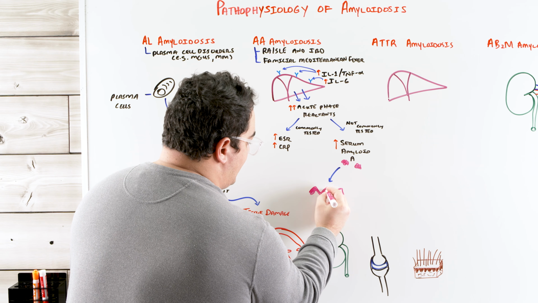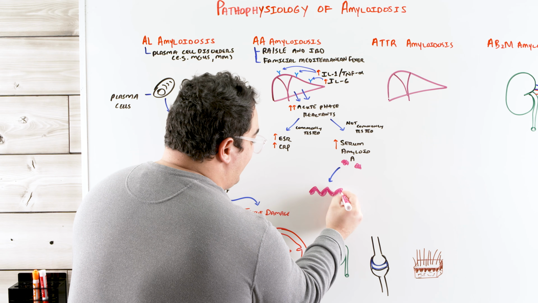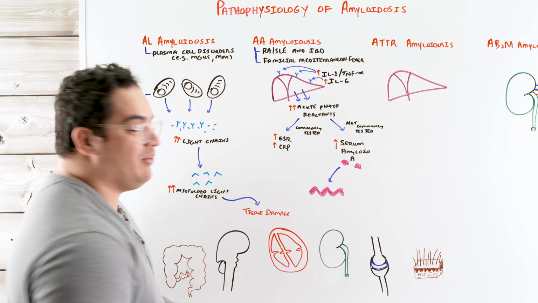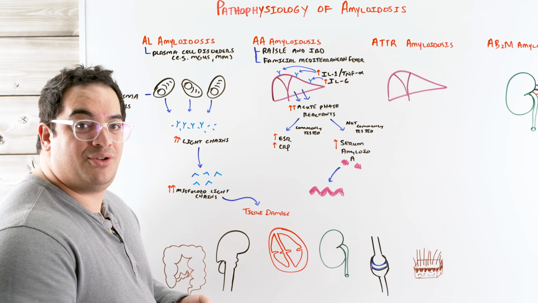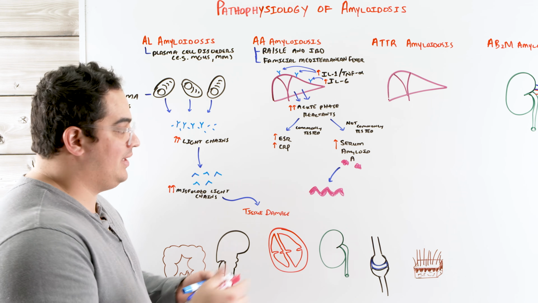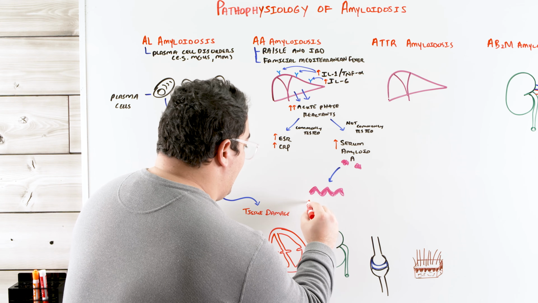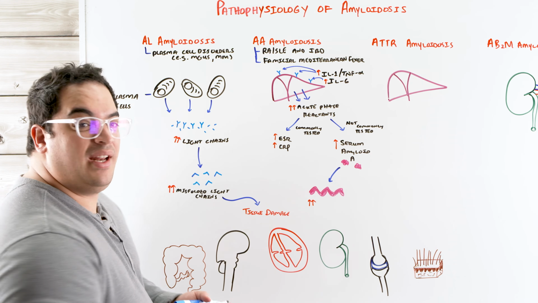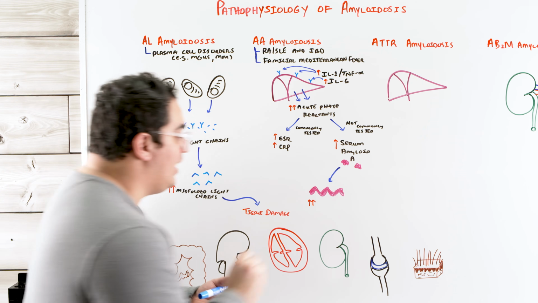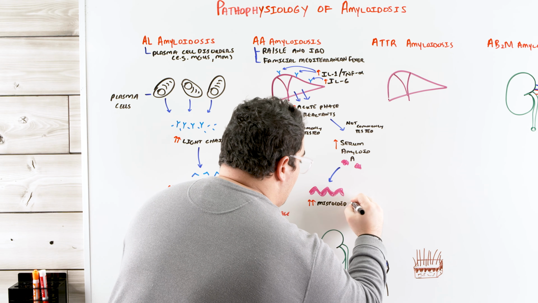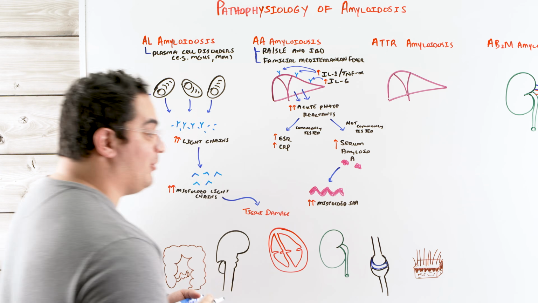What's the problem with this? Can they be broken down easily? No. Because they can't be broken down easily, what can they do? They can build up in tissues, cause apoptosis of those tissues and lead to tissue damage. So here, what we're gonna have is we're gonna have an increase in the misfolded SAA. I'm gonna write it down. SAA, increase misfolded SAA, which is the serum amyloid A.